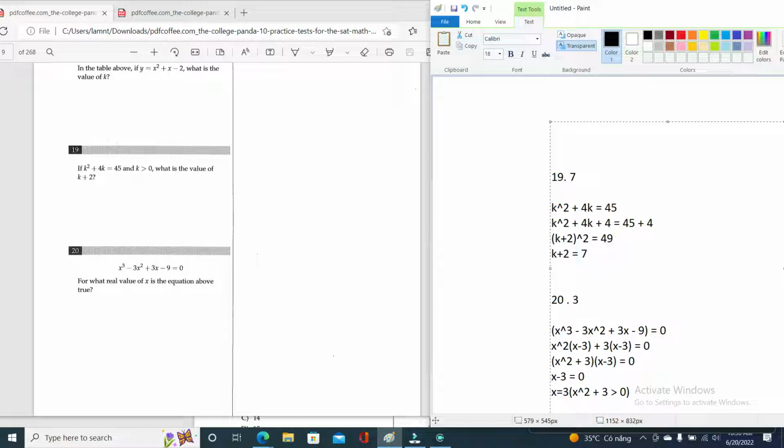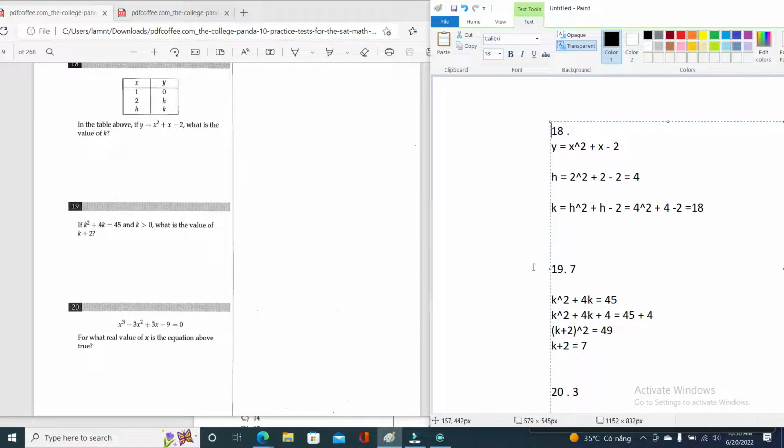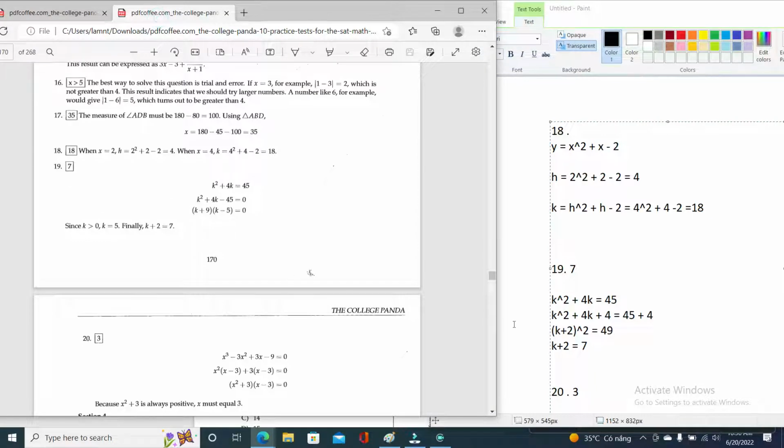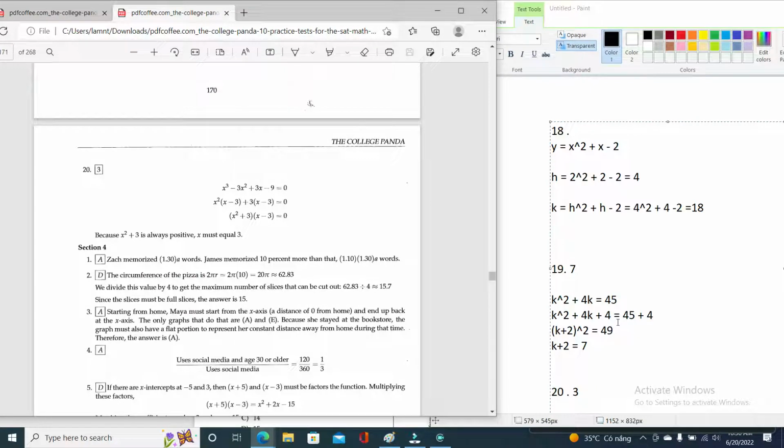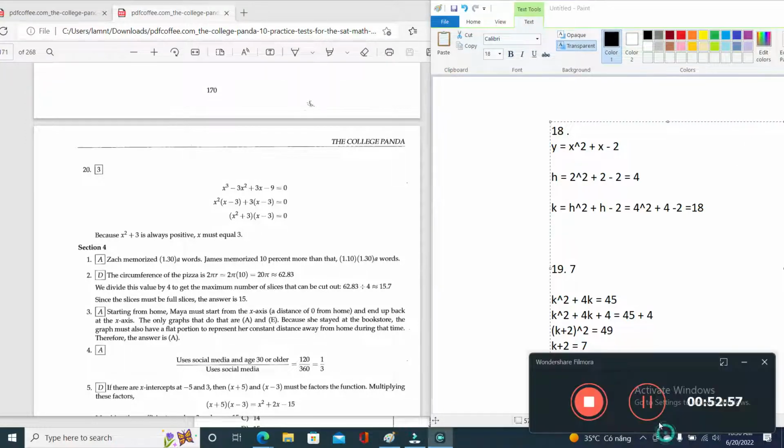So let's check. 18 is 18. Alright. 19 is 7 and 20 is 3. So it's good. And that's the end of section 3. Let's take a break and we're going to move on to section 4. Okay? Alright, take a break.